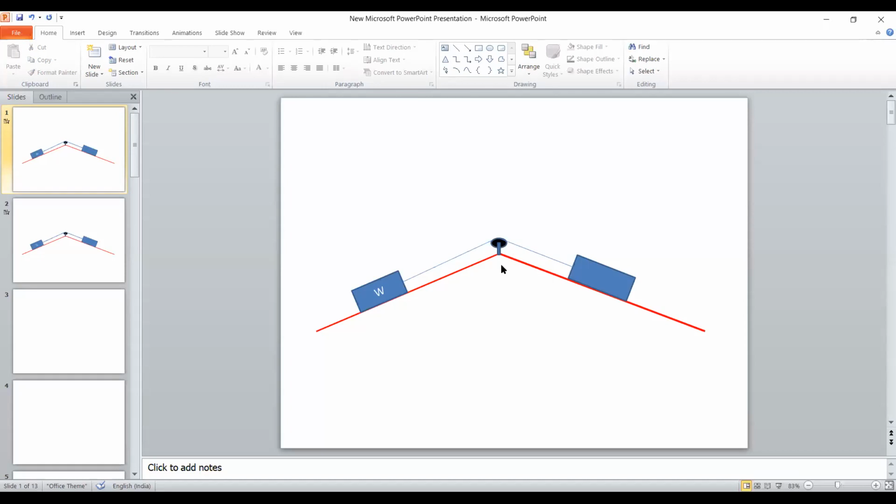So we have to determine what should be the value, that is the least value and the greatest value, for the weight W, so that the equilibrium of the system will be maintained. The second block has the weight 100 Newton, and the inclinations are 30 degree and 60 degree.